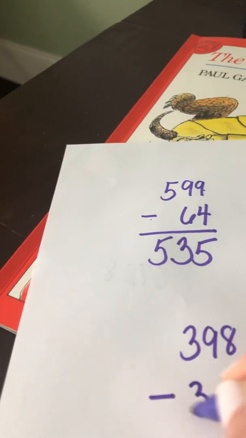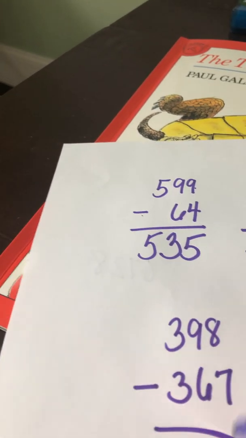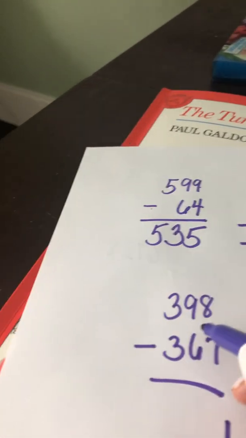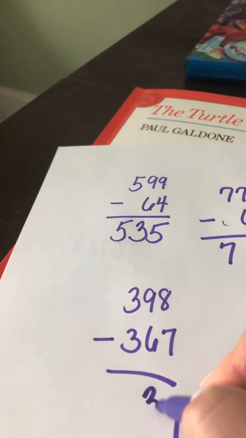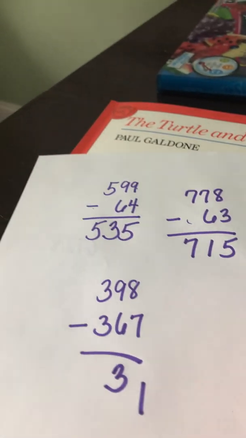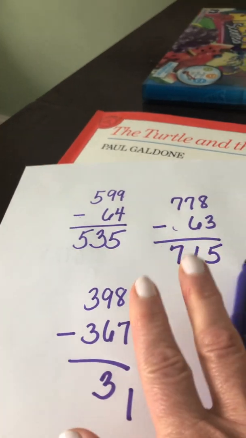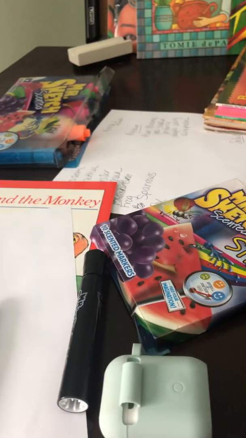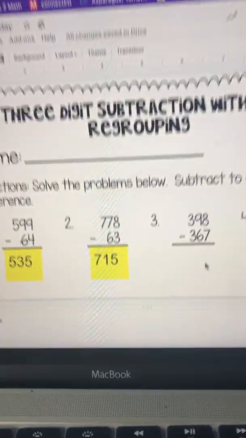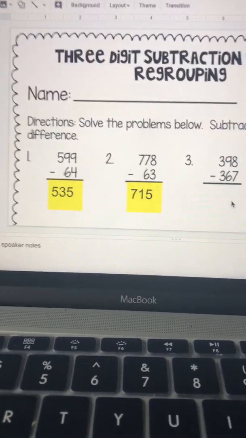Okay, next problem, 398 minus 367. 8 minus 7 is 1, 9 minus 6 is 3, and 3 minus 3 is 0. You can write the 0 if you want as a placeholder, or you could just hold on to it. But now, when I go back, I notice, what happened to my text box? I think I must have deleted it accidentally.